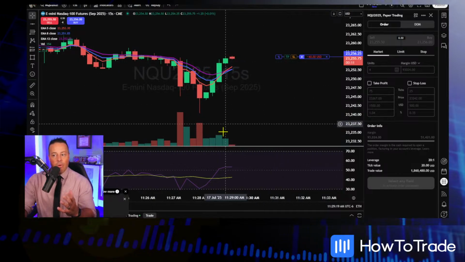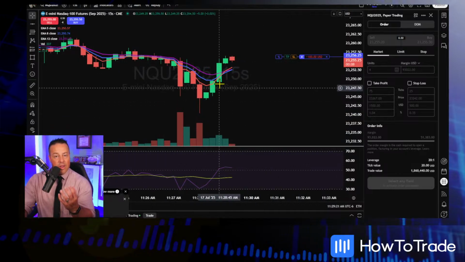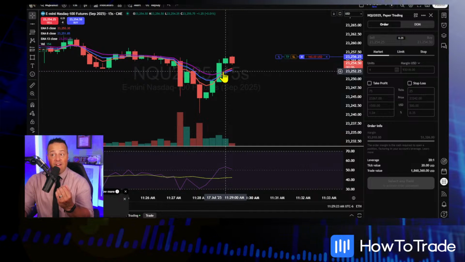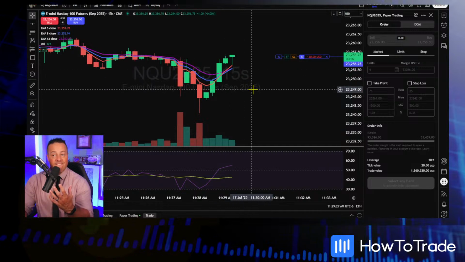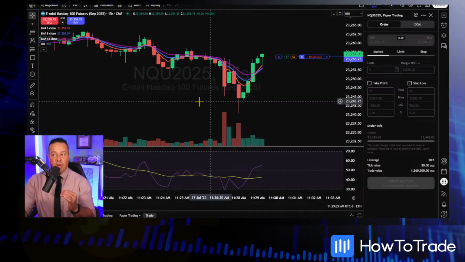Why are we long? We're long because we were in oversold territory. Price broke back above. We got our 5 crossed over our 8, and now we got to close right there above all 3. The biggest thing for us on this trade right now is two things.